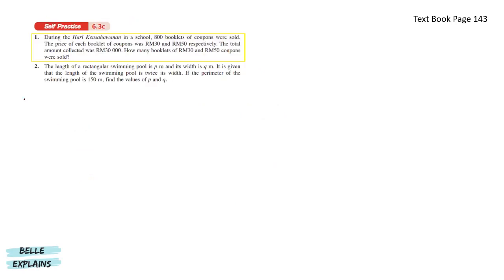Moving on to self-practice 6.3c. During Hari Keusahawanan in a school, 800 booklets of coupons were sold. The price of each booklet of coupons was Rm30 and Rm50 respectively. So first let's represent Rm30 with x and Rm50 with y. So x and y are actually the quantity of the respective coupons.